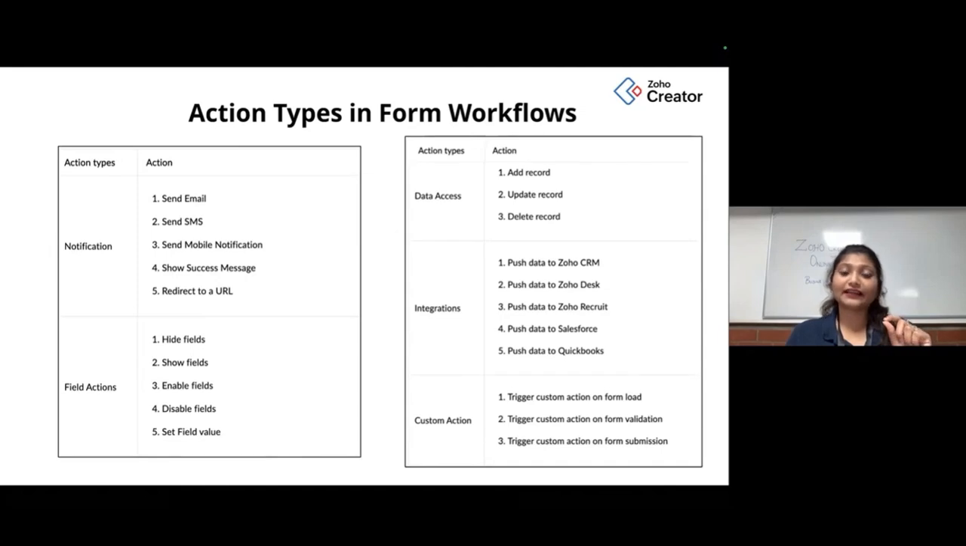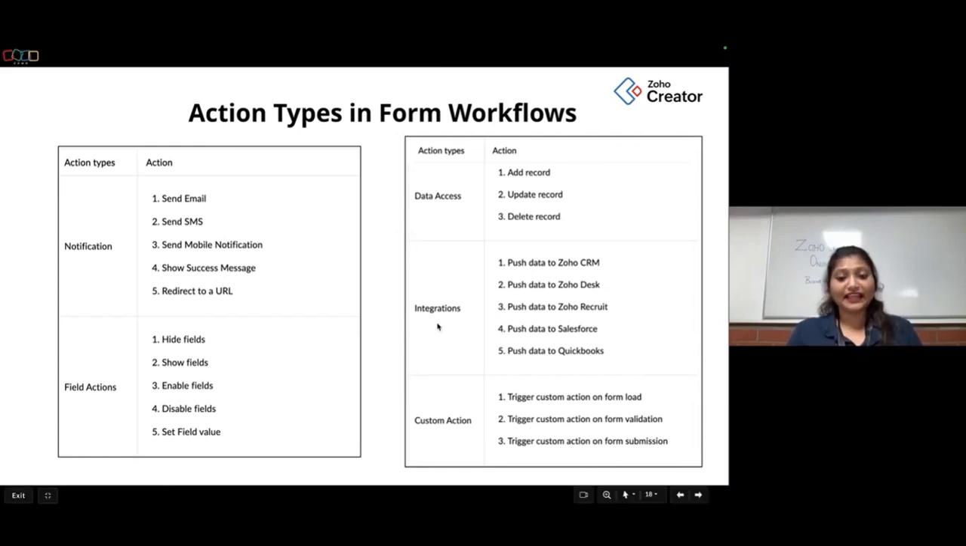So I can hide the email field, or I can disable the email field. That can be achieved in the field actions. And we have the data access. Data access is nothing but the different set of actions like add record, update record, delete record. All these come under the data access. So whenever a record is added, if I would like to perform any automation, that can be achieved. Or when it is updated or when it is deleted, that can be performed.